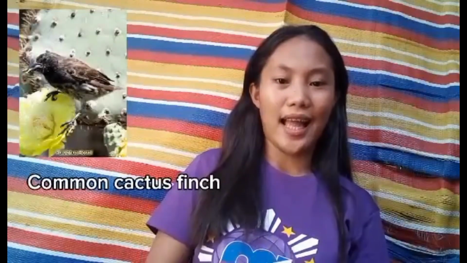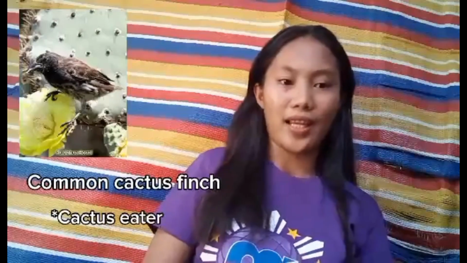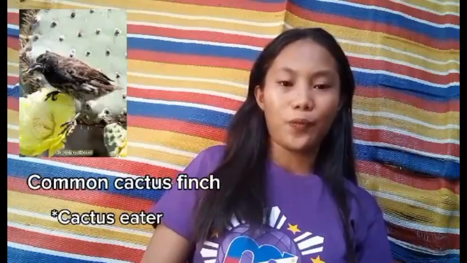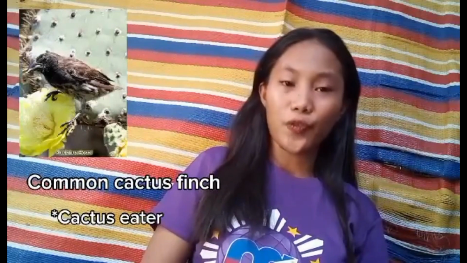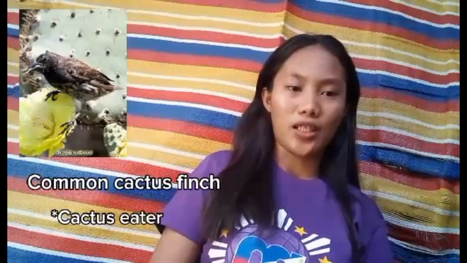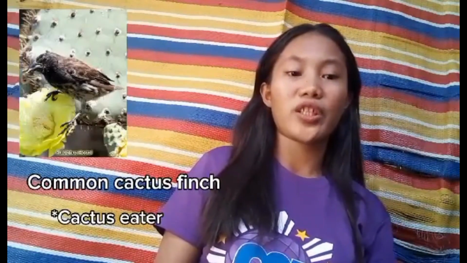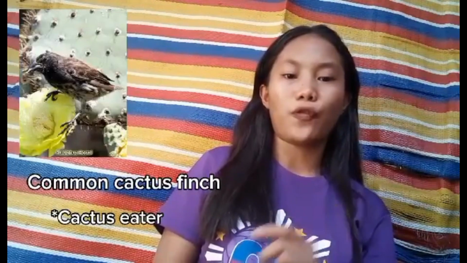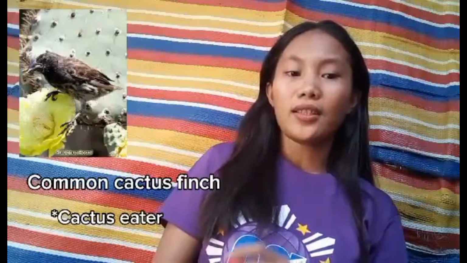The common cactus finch is a cactus eater. The small cactus finch is a species of bird in the Darwin's finches group of the tanager family. It is endemic to the Galapagos Islands, where it is found on most islands with the notable exception of Fernandina, Española, Genovesa, Darwin, and Wolf.